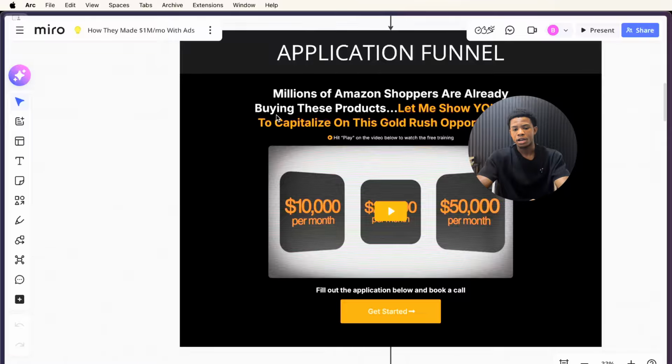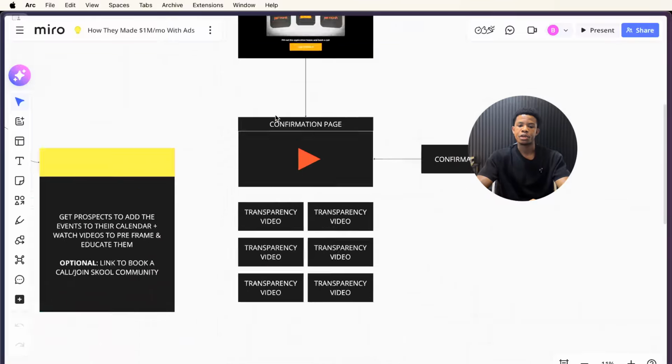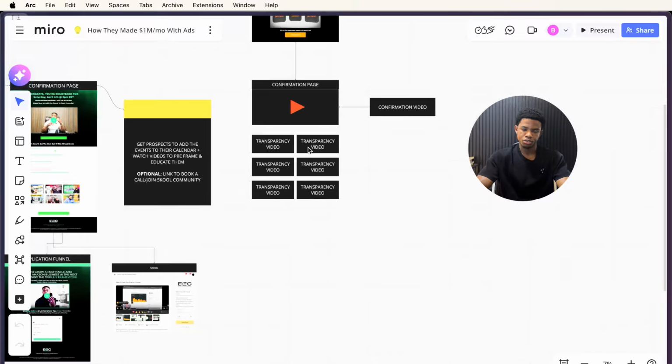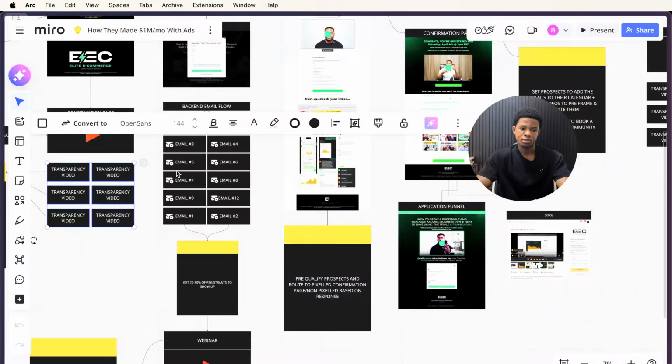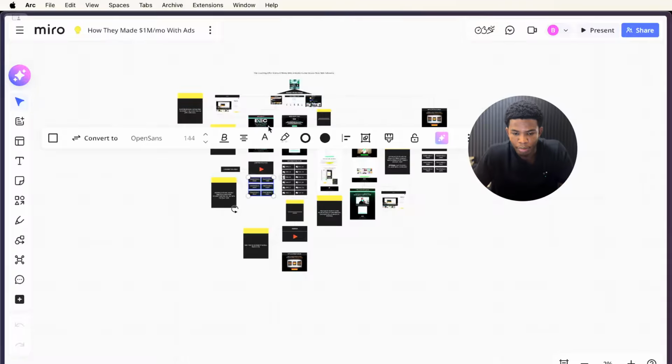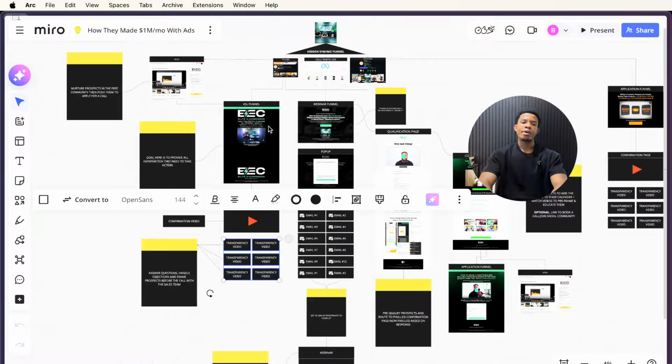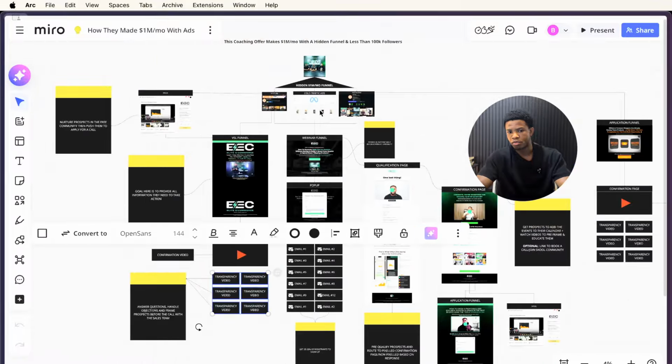They apply to book in a call, and then they get sent to the confirmation page, watch the confirmation video, watch the transparency videos, and then basically hop on a call with the sales team, whatever the case might be. So now we've broken down the entire funnel A to Z. We're going to talk about the things that I think they could improve upon.